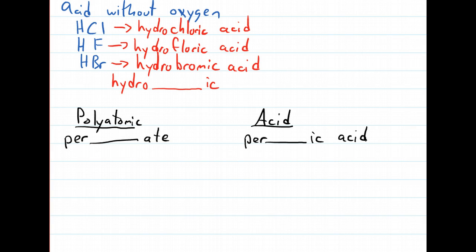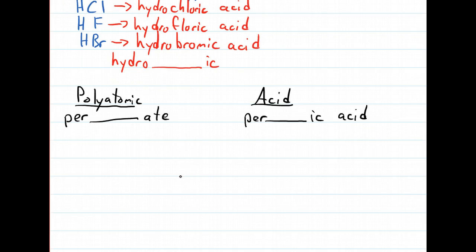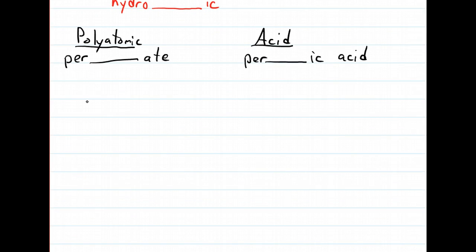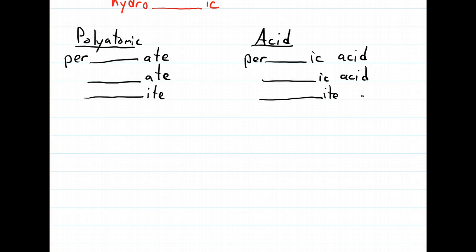If it has oxygen, we follow these. So one less oxygen than that is just going to be ate, so our acid becomes blank-ic acid. And then one less from that is going to be ite, so it'll be blank-ite acid. And then one less from that is hypo-ite.